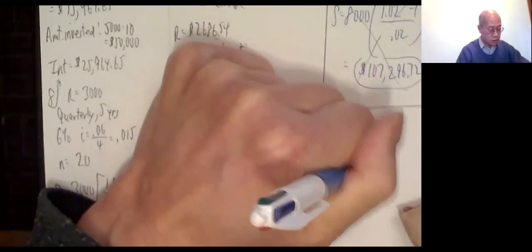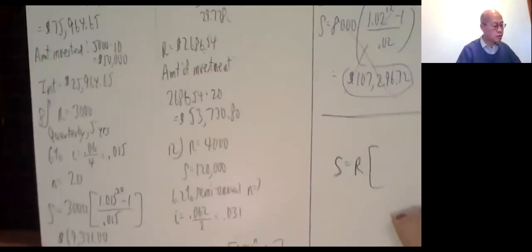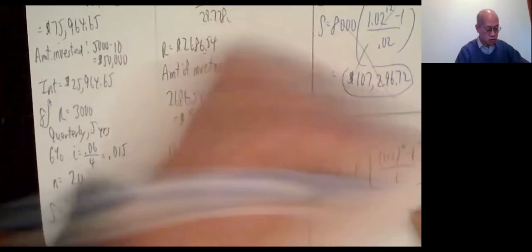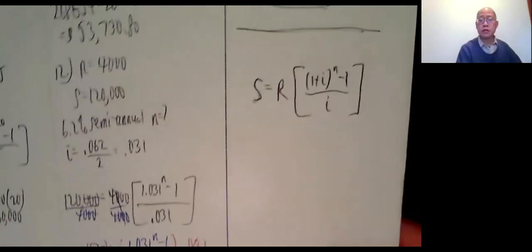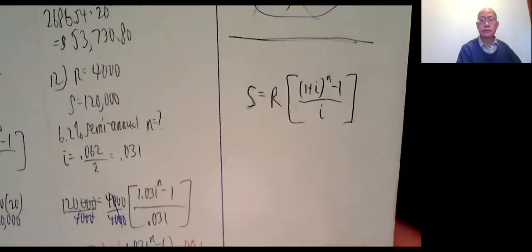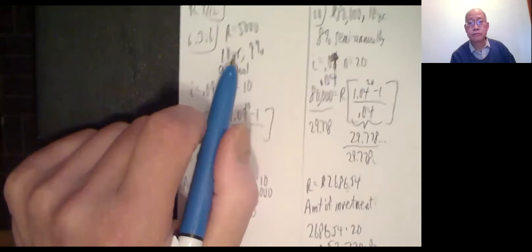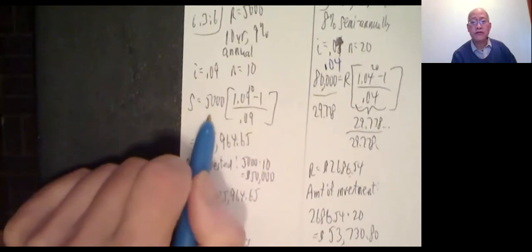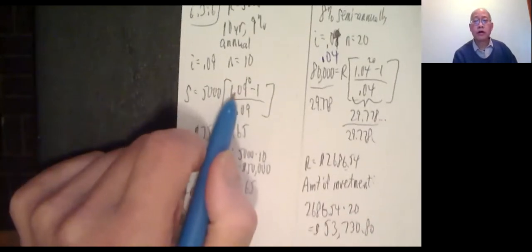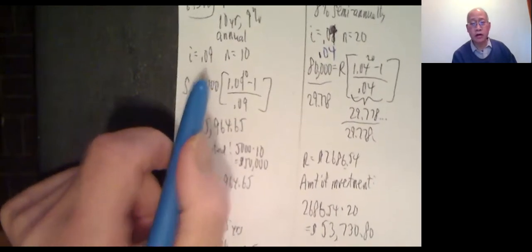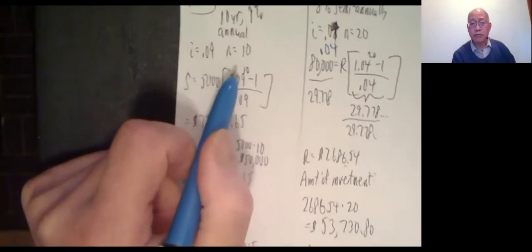So S is equal to R times this great big fraction, 1 plus I to the n minus 1 over I. Put this on your formula sheet, your next cheat sheet. Okay, everybody please understand it's annual compounding, so you don't have to divide it by anything. So 5,000, 1.09 to the 10th power. Since it's annual compounding, you leave that alone. Okay, n is 10, there's 10 periods.